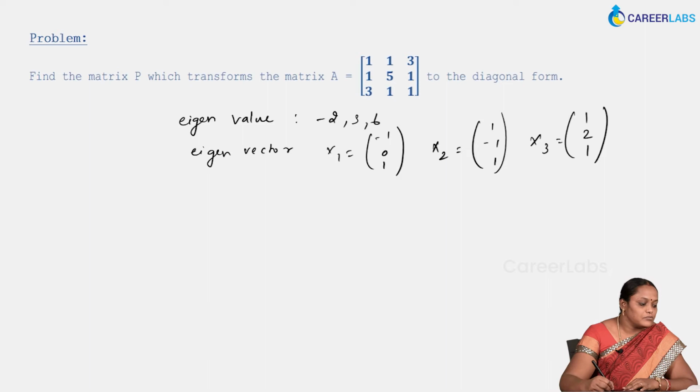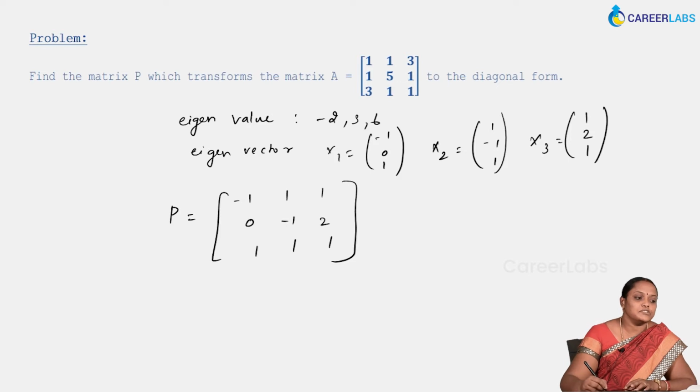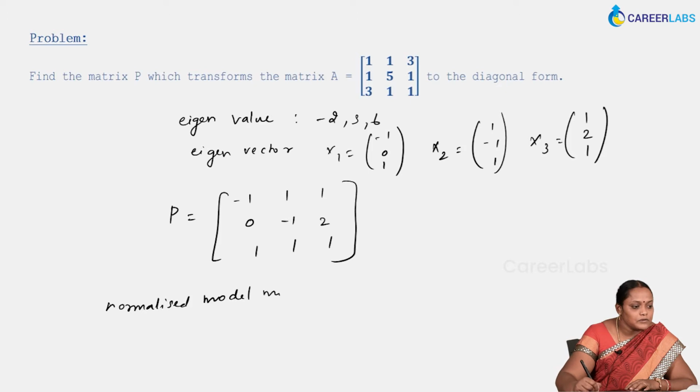So the model matrix P will be equivalent to [-1, 1, 1; 0, -1, 2; 1, 1, 1], with the eigenvectors as columns. Now let us solve this with the help of orthogonal transformation. From this model matrix, let us write the normalized model matrix. What is a normalized model matrix? We have to find the magnitude and then divide each element by it.